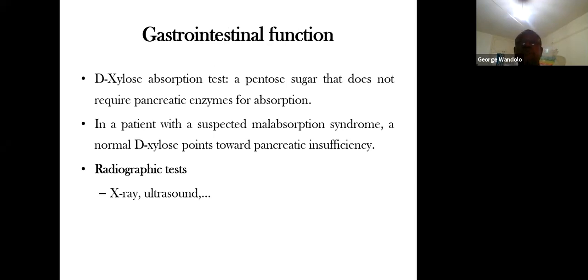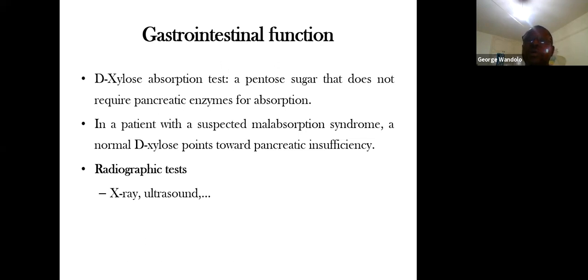Now, how do we assess gastric function? Gastrointestinal function, usually when we have malabsorption, we test with what is called the D-xylose absorption test. D-xylose is a pentose sugar that does not require pancreatic enzymes for its absorption. So in a patient with suspected malabsorption syndrome, normal D-xylose points towards pancreatic insufficiency, okay?